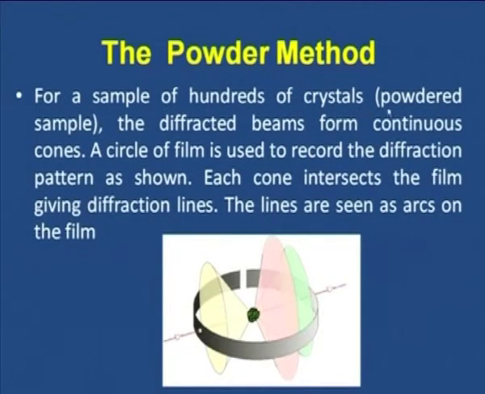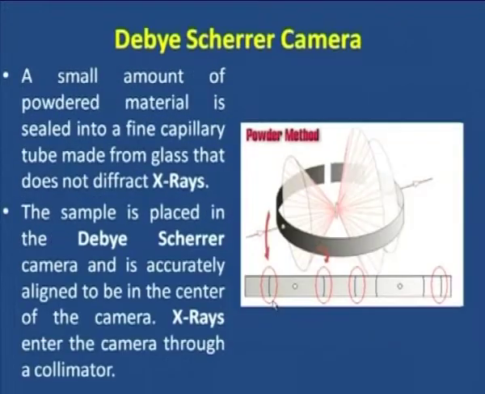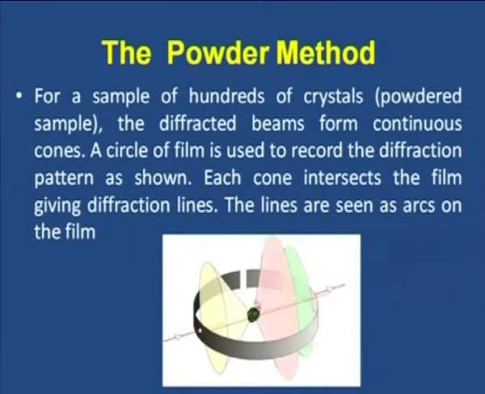So, for a sample of hundreds of crystals, the powder sample, the diffracted beams form continuous cones. You have got a cone here, as I told you just now. This is the X-ray beam that is coming here, right? The X-ray beam is going in this direction, there is a hole here, it is incident on the crystal, and there is a cylindrical film kept inside the camera. The diffracted beams will give rise to a cone here, and this cone will give rise to a ring here, and this cone will give rise to a ring here, right? And similarly, this will give rise to a ring, and a ring will be obtained here.